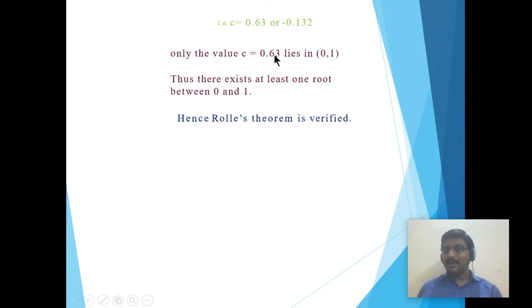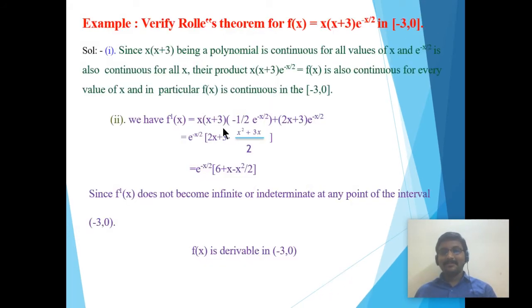But here only one value lies in the open interval. So by Rolle's theorem, there exists at least one value which lies in the given open interval a comma b. Hence, Rolle's theorem is verified.